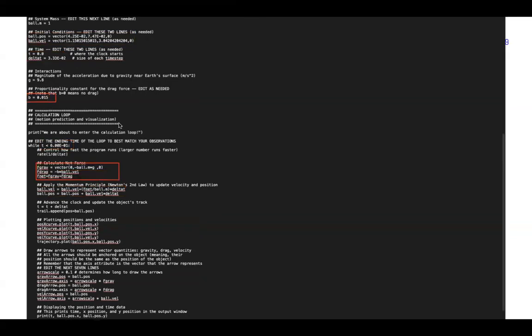Then for the drag force script code, we changed the drag coefficient to 0.015 to account for this second scenario. And then for the net force, we had to account for not only gravity but also drag force, and then F net would be these two summed up.